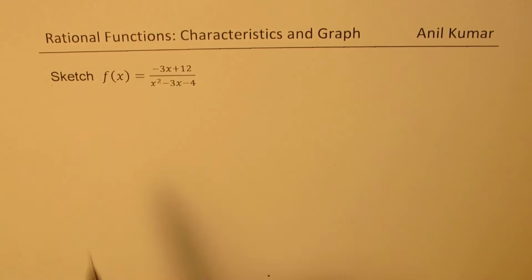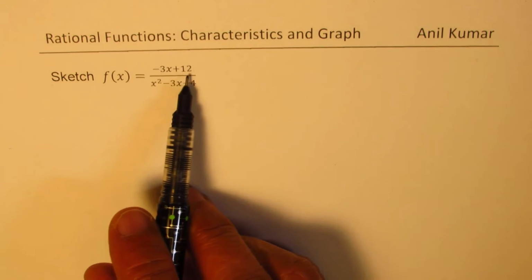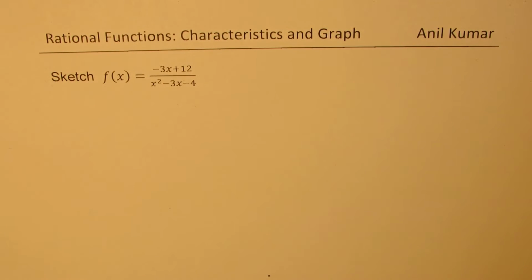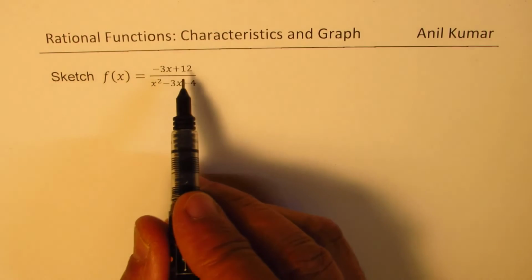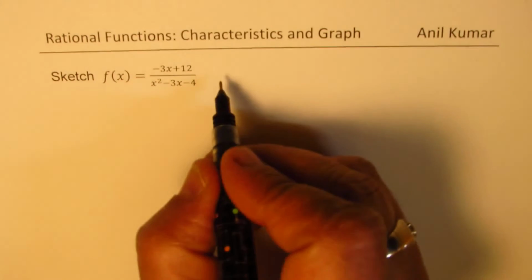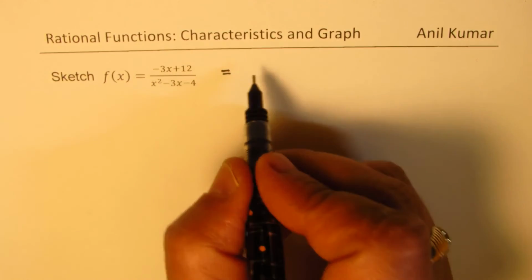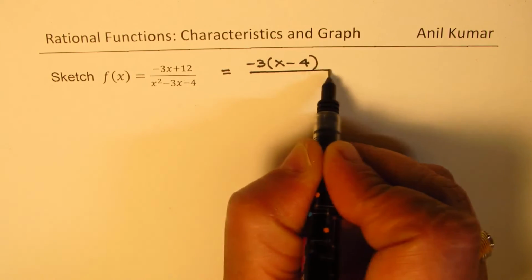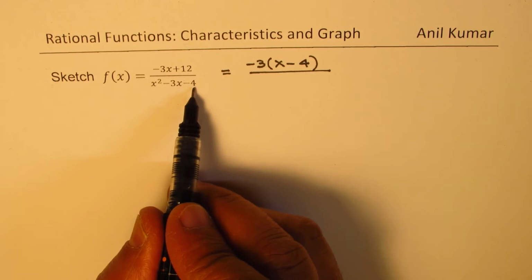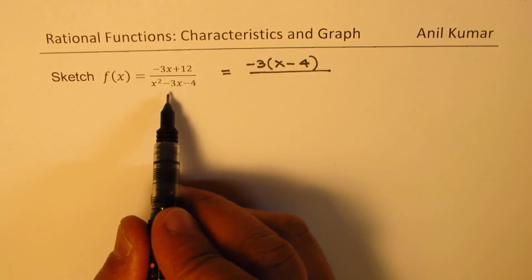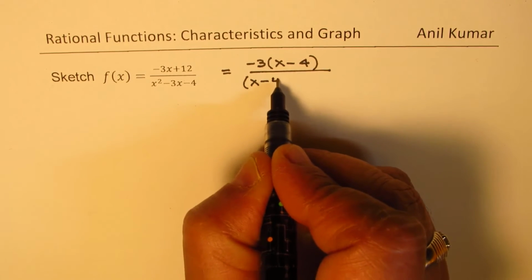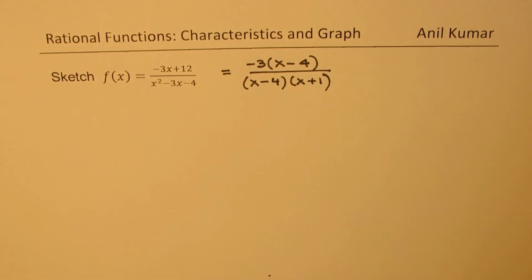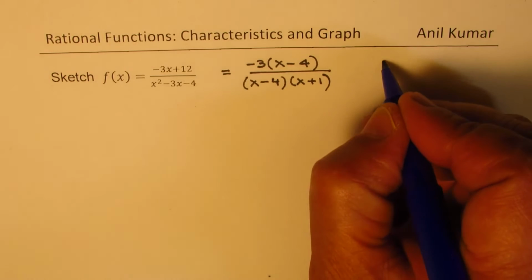We'll discuss how to sketch the graph of the function minus 3x plus 12 divided by x squared minus 3x minus 4 in this particular video. Now whenever you're given a rational function, the first thing is to factor, right? So let's factor this. We can factor out minus 3, and what we get in the numerator is x minus 4, and the denominator is a quadratic. Product of minus 4, sum of minus 3, 4 times 1 can work. So we have x minus 4 times x plus 1, correct? So we have factored it. That is your first step: factor.